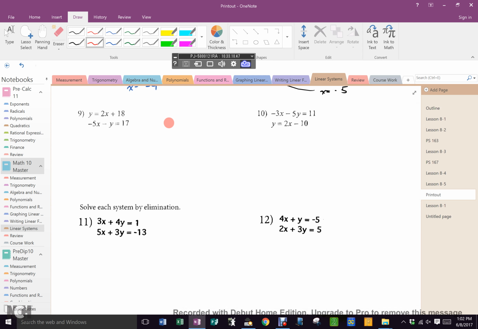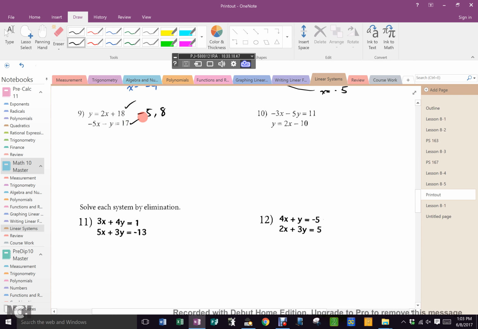No? Somebody give me one of your answers and we'll check. Somebody volunteer an answer. Cole, number 9. Negative 5, 8. Let's check. What's 2 times negative 5? Negative 10. What's negative 10 plus 18? 8. y is 8. So are we good in the first one? Yep. What's negative 5 times negative 5? 25. What's 25 minus 8? 17. So are you good on the second one?